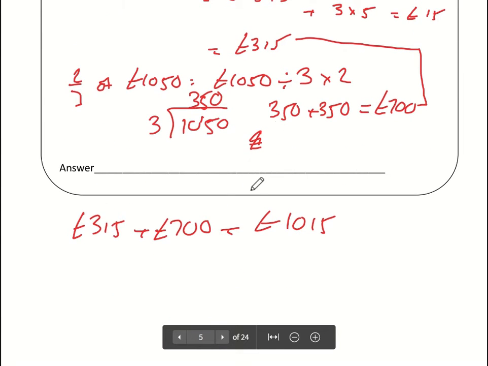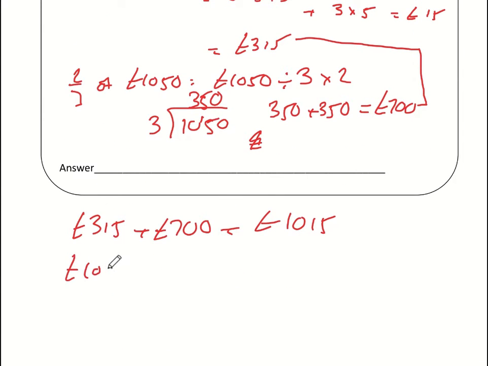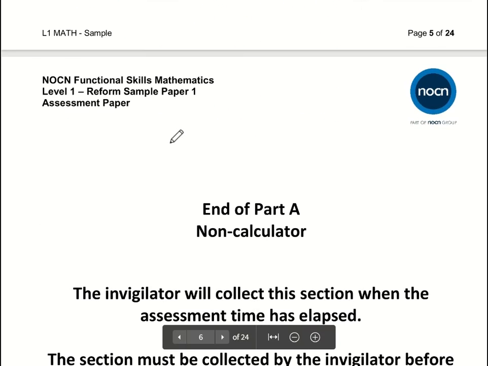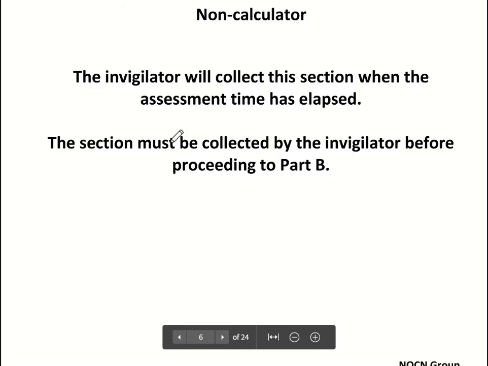Okay, so that's the difference, which is 1,050 take away 1,015. To be honest, rather than doing column subtraction, I just count up from 1,015 to 1,050. So if I take it up to 20, that is 5, and then 20 up to 50 is another 30, so that is a difference of £35. So she'll have £35 remaining. Okay, that is the end of part A.